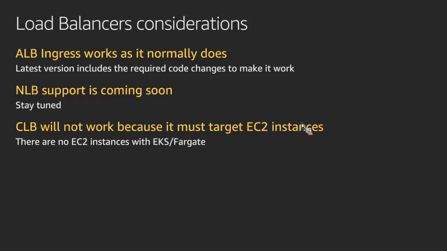CLB, or the classic load balancer, will not work. This is by design, because the classic load balancer assumes that there are EC2 instances as targets. And because of the way Fargate works, there are no EC2 instances that the classic load balancer can point to. So the classic load balancer, by design and by architecture, will not work with the EKS and Fargate combination or integration.